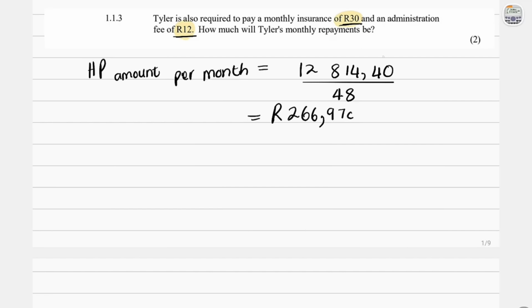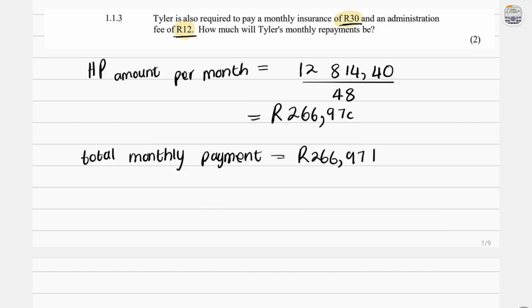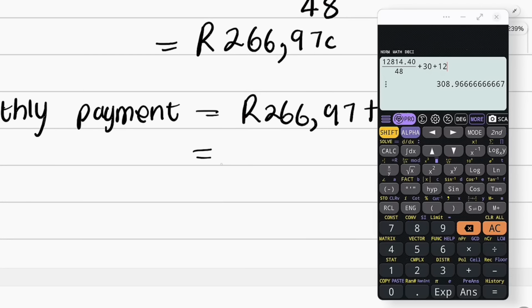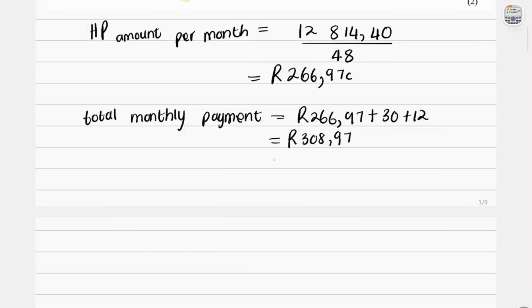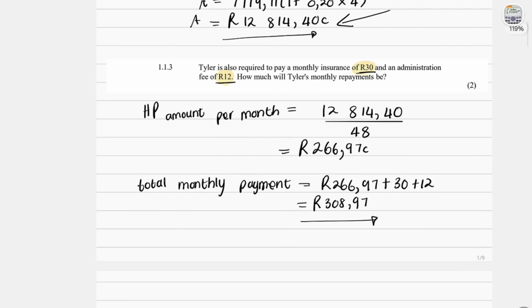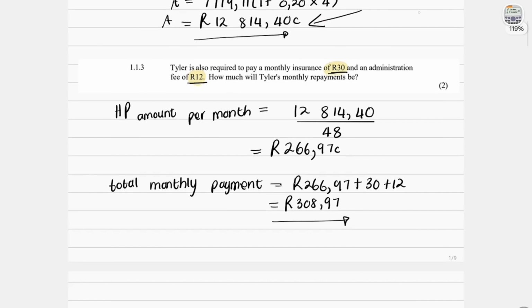So the total that he will pay per month is going to be 266.97 plus the 30 Rand and then plus the 12 Rand. And let's get our answer. And there we go. That is going to be 308.97. And that is our answer. Okay, so 308 Rand 97 cents. Moving on to the next question.